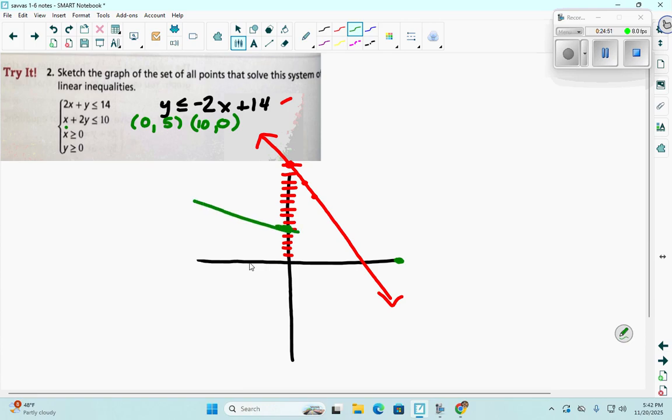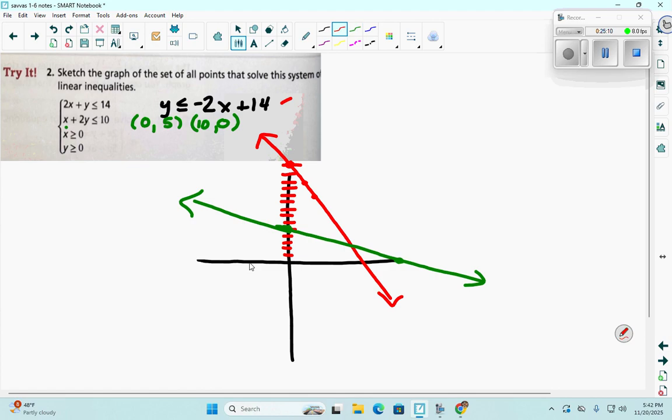I haven't done any shading yet. I just want to get the lines going, so I don't lose track of where I'm shading. Now I can actually shade because these next two, there's nothing really to graph. It's the X line and the Y line. We're just going to shade based off of that. So going back to the red one.